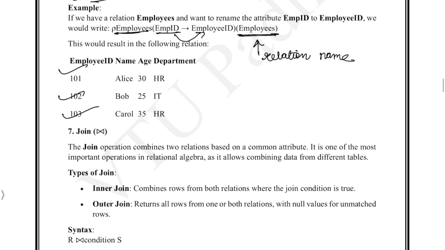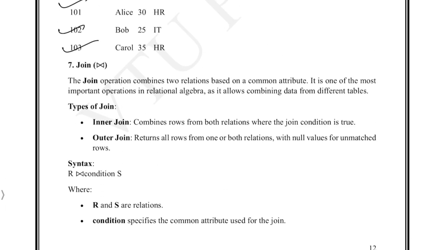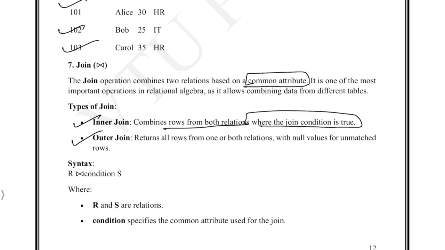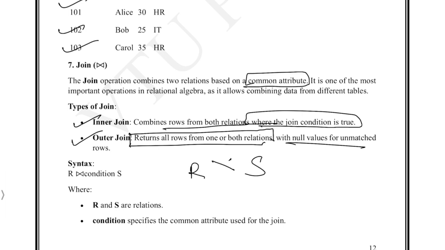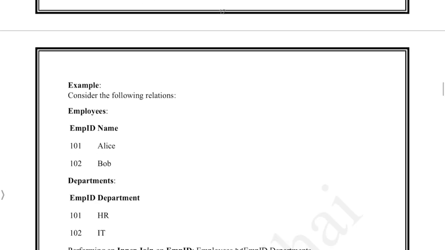Next is the join operation. In join operation, again, two types of operation are there. First, based on a common attribute, you are performing a join operation. First is inner join, then you have outer join. In inner join, you are combining rows from both relations where the join condition is true. Outer join returns all rows from one or both relations with null values. Here R and S are two relations, so you are performing the join operation this way. A condition is also there for doing a join operation.